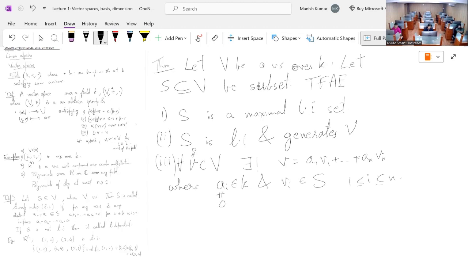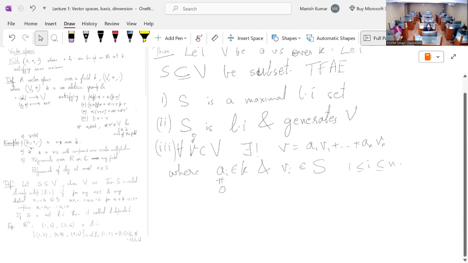Zero, of course, you can write it. So if you allow the ai to be zero, then this won't be unique, because you can always add any other vector with coefficient zero. Or you think of uniqueness in the sense that the coefficients which are zero, you can ignore them. You can think of it one way or the other. And four is S is a minimal generating set.